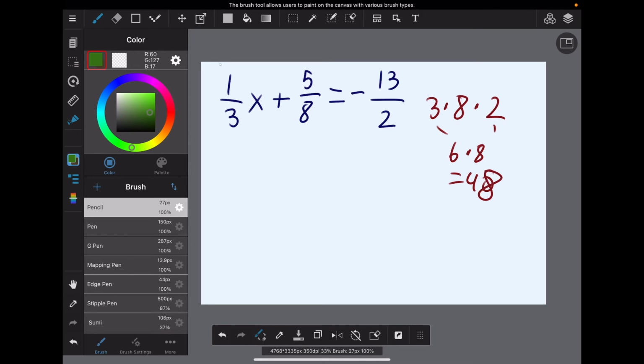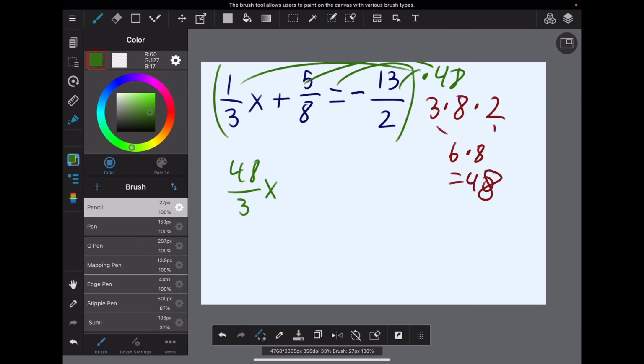Now, just like last time, we have to multiply the entire equation by 48, which means every single numerator, which is the top number in a fraction. And since I don't know what 13 times 48 is, I'm just going to use a calculator. Now, 48 times 1 is pretty easy. So we have 48 thirds x. And 48 times 5, that is 240. So we have 240 over 8, equals negative something over 2.